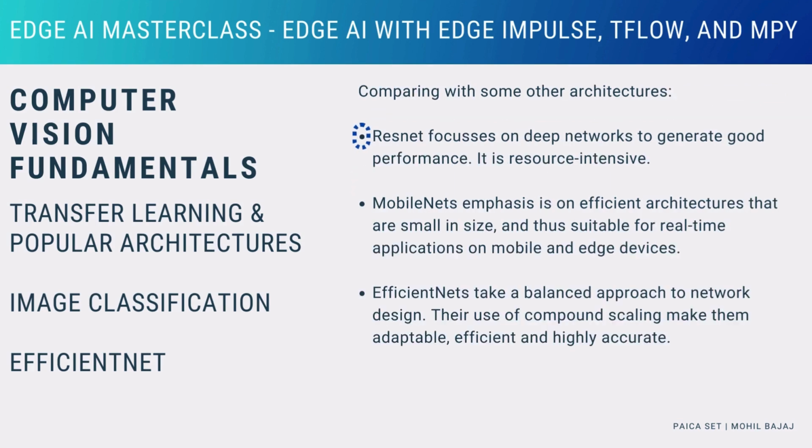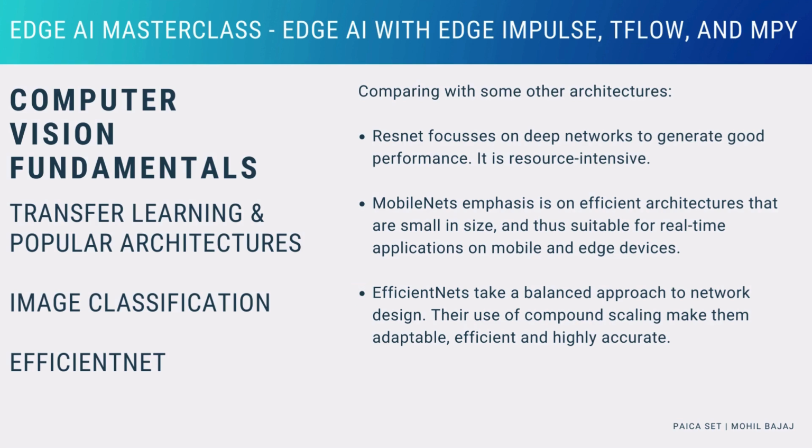Now let's do a quick comparison of EfficientNet with other popular architectures like MobileNet and ResNet. While ResNet emphasizes deeper networks for performance, and MobileNet focuses on efficient architectures suitable for mobile devices, EfficientNet provides a balanced approach. It leverages compound scaling, making it adaptable and efficient. It also generates performance which can beat the focused, singular scaling models in accuracy and detail recognition.